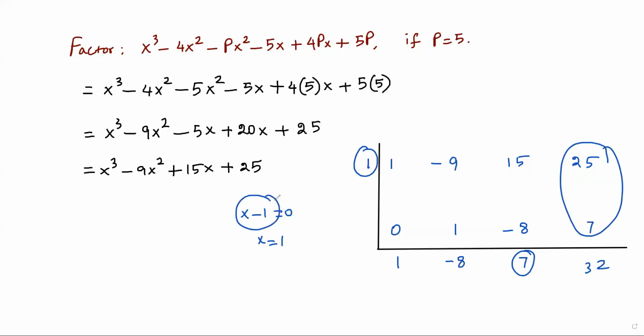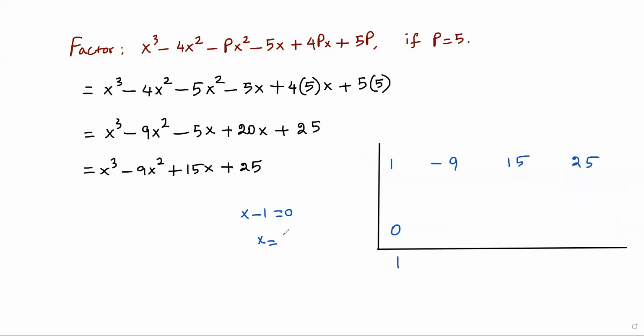If x minus 1 is a factor of this cubic expression, then I must be getting 0 over here. Only when I get 0 over here, I can decide this one is a factor of this cubic expression. But I don't get 0, because the number we get over here is considered to be the remainder. So I don't get the remainder 0. I get the remainder 32. That means this cubic expression is not divisible by this linear expression x minus 1.